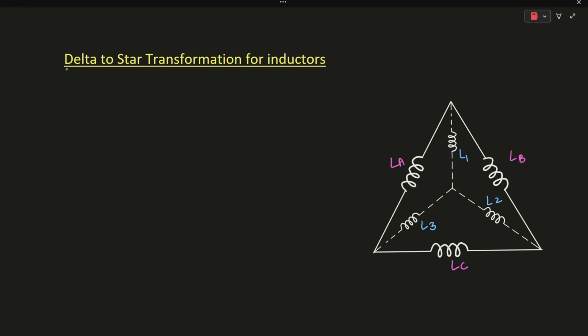In this tutorial, we are going to discuss the delta to star transformation for inductors and capacitors. In the first case, we are going to discuss delta to star transformation for inductors. As we know, the series and parallel combination of inductors are similar to that of the series and parallel combination of resistors.